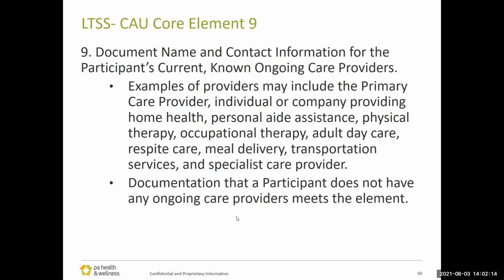The slides, excuse me. Core element 9, document name and contact information for the participants' current, known, ongoing care providers. All right, so this could be the primary care physician, the home health provider, personal aid assistance. That could be a direct care worker. It could be an agency model. Physical therapist, occupational therapist, any kind of adult daycare center, respite care, meal delivery, transportation, any kind of specialist that is providing care, any kind of person that is providing care. Documentation that a participant does not have any ongoing care provider does also meet the element.